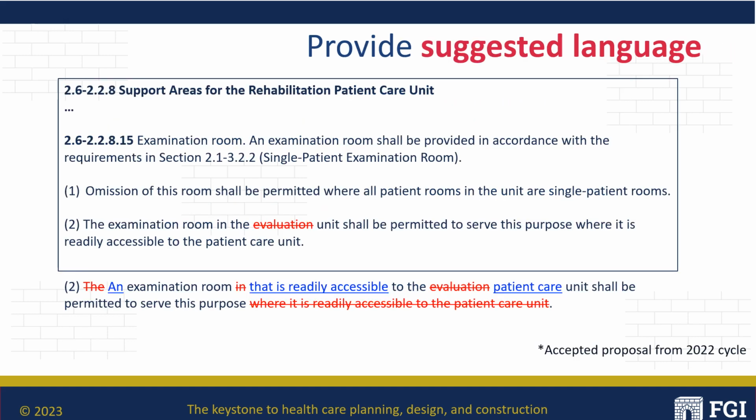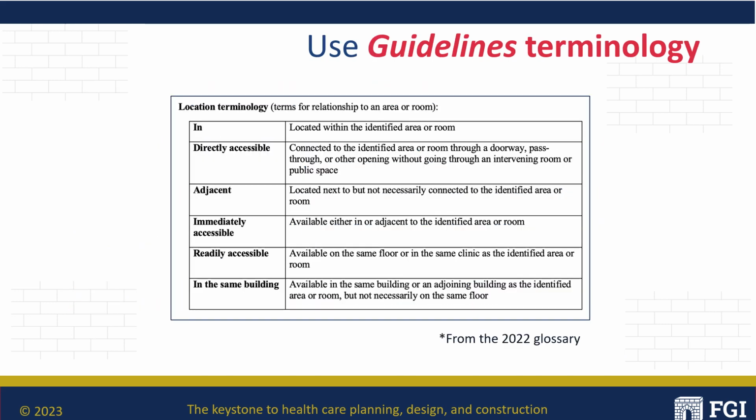On another note, if your proposal suggests rewording of existing language or new language altogether, be sure to include what you consider the final product. This gives the HGRC something specific to vote on or discuss. Speaking of guidelines language, it's good to familiarize yourself with guidelines terminology located in the glossary of the 2022 edition. Using terms as identified in the glossary helps avoid confusion about your intent.